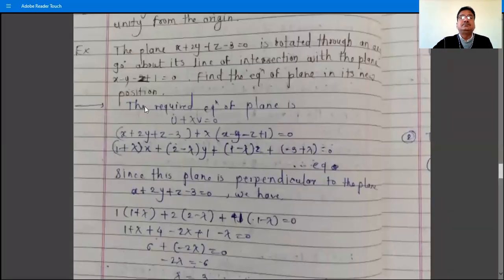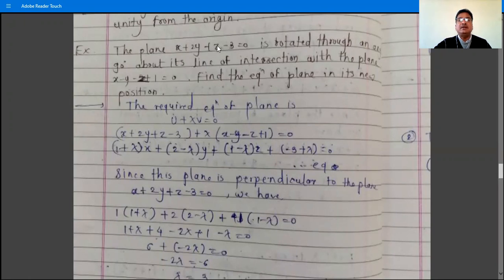Next example: the plane x plus 2y plus z minus 3 is rotated through an angle 90 degrees about its line of intersection with the plane x minus y minus z plus 1 is equal to 0. Find the equation of the plane in its new position. That is, the plane x plus 2y plus z minus 3 is rotated through an angle 90 degrees, meaning it is perpendicular to this plane x minus 2y minus z plus 1 is equal to 0.